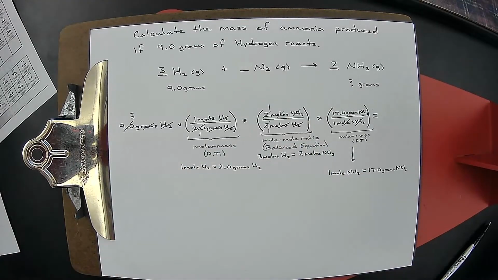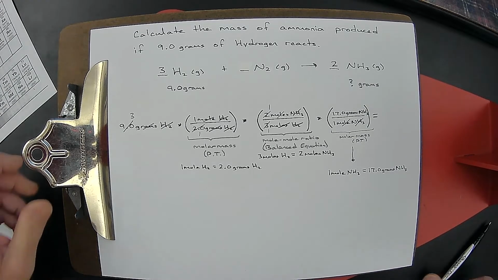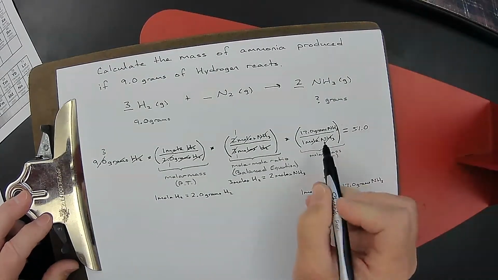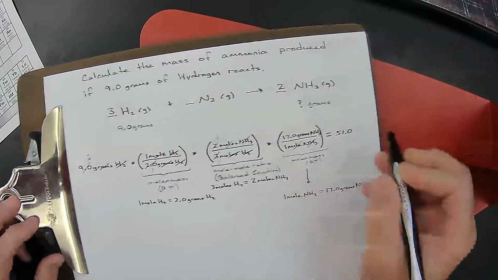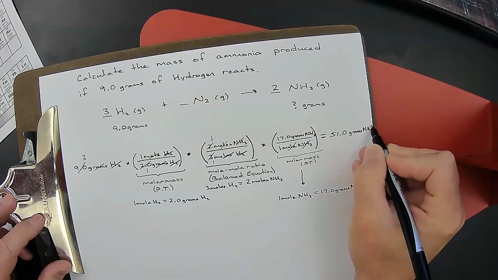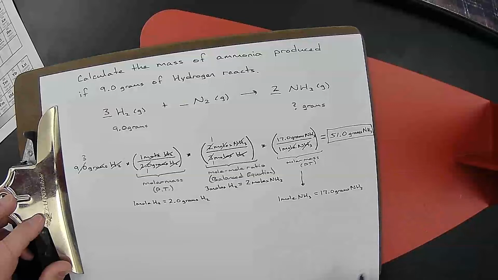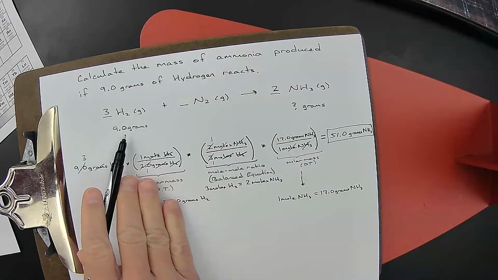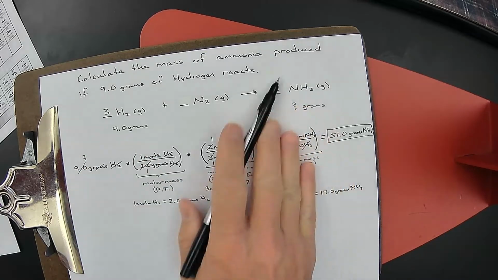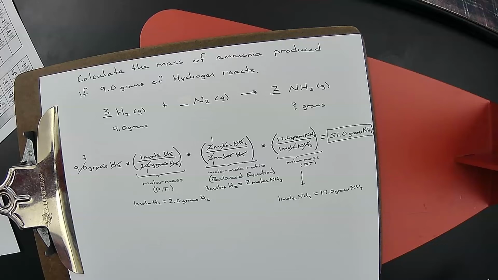They're both on the top. So we're going to take 17 and we're going to multiply it by 3. And when we take 17 times 3, that gives us 51. So our answer becomes 51.0. And the only units that haven't crossed out are grams of NH3. And it's important to include all that information. So if I react 9 grams of hydrogen, it is going to produce 51 grams of NH3.